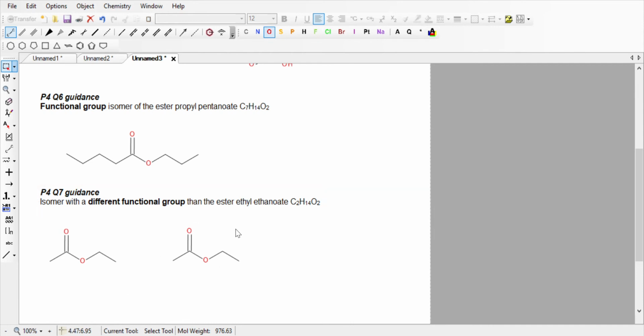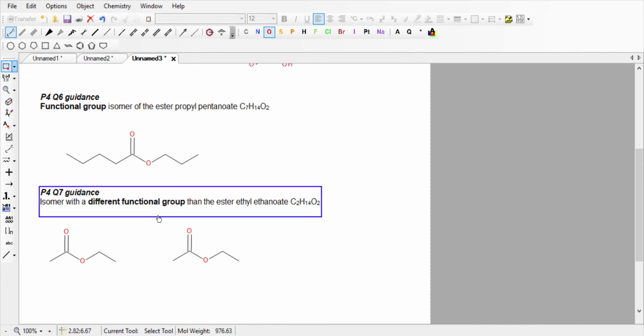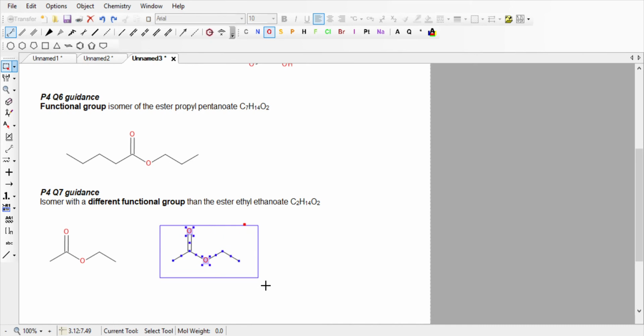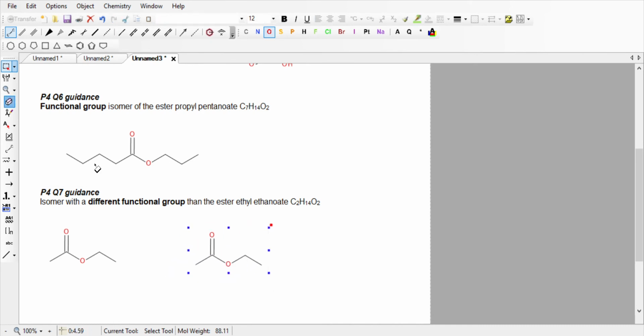So this one needs to have the same number and type of atoms, but it's not going to be an ester. The easiest way to do this, I think, is to think about the fact that a carboxylic acid is very, very similar. If we get rid of a carbon and another carbon here, we have to add them on somewhere else, and we could add them on here, either as 2 branches or in a linear way. It doesn't actually matter. And then if we just show our explicit hydrogen there, what we have got is now we've got a carboxylic acid functional group.